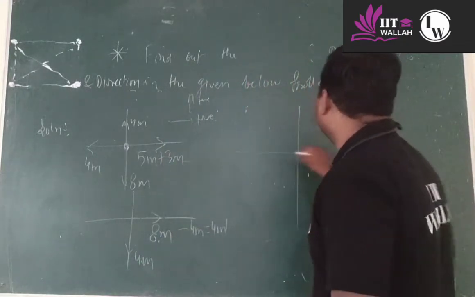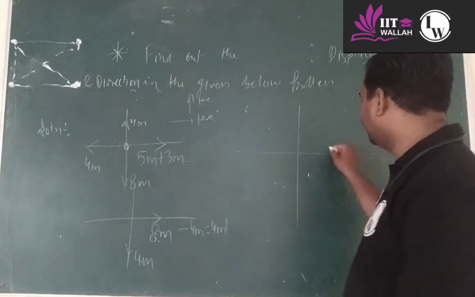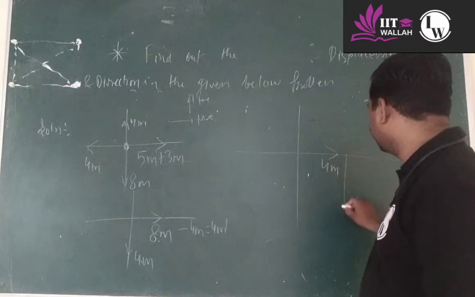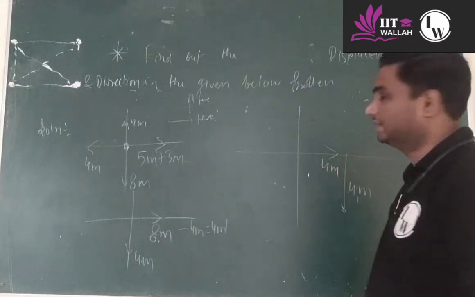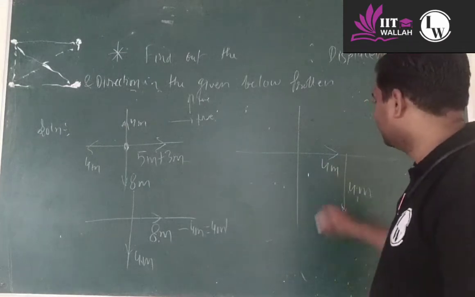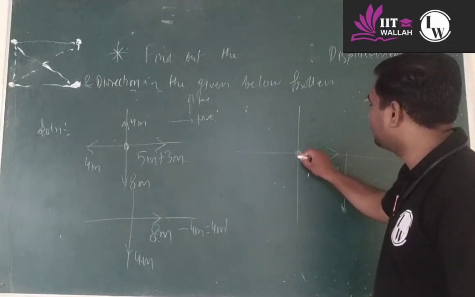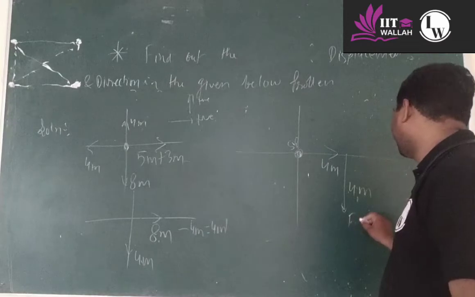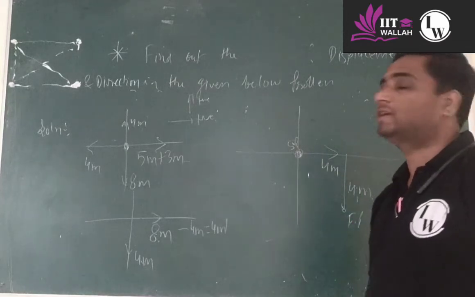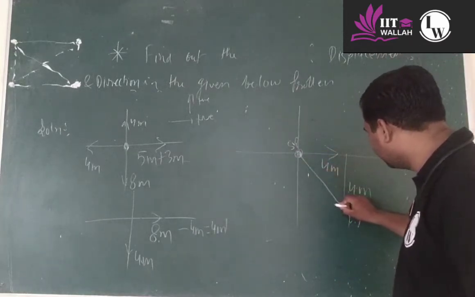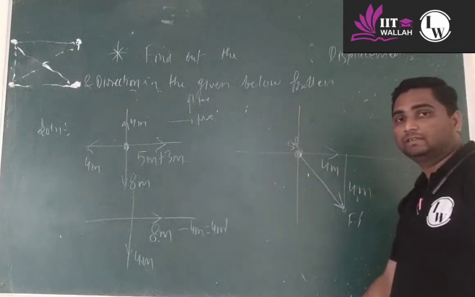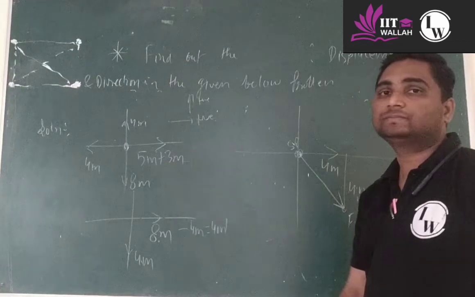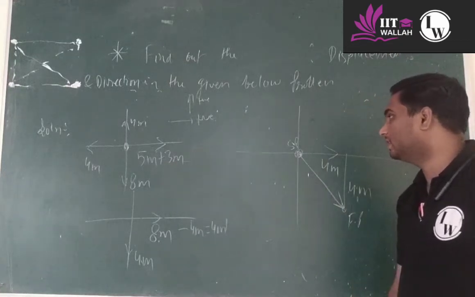Now make another figure and write the resultant effect of this. This is 4 meter and this is 4 meter. So displacement is from starting point to final point. Now make the straight line, which is the shortest length from starting to final. That will be called the displacement.